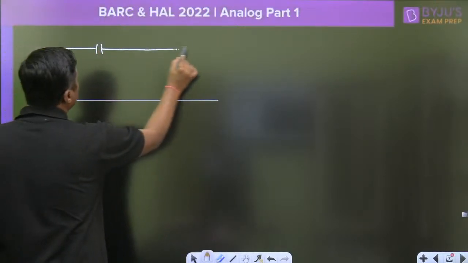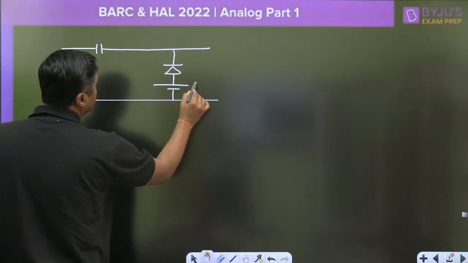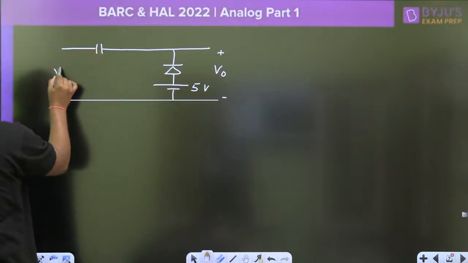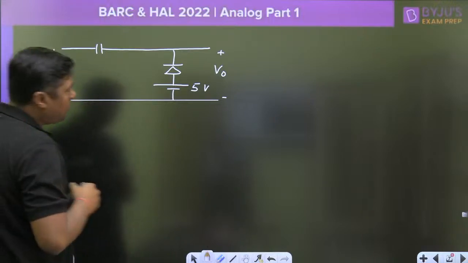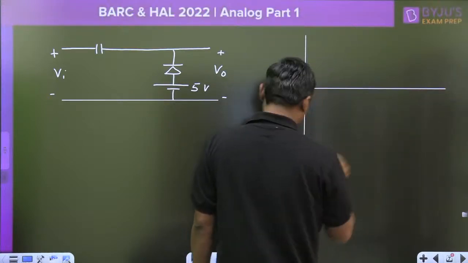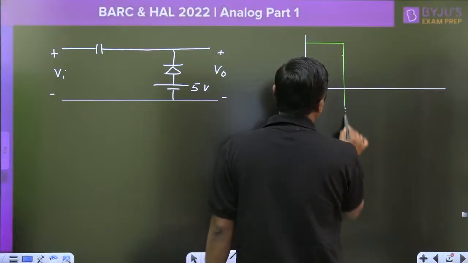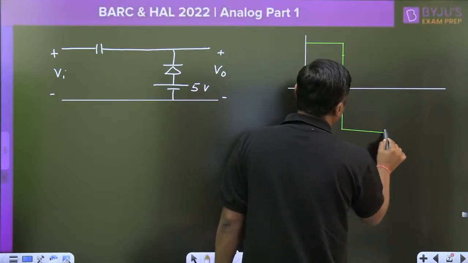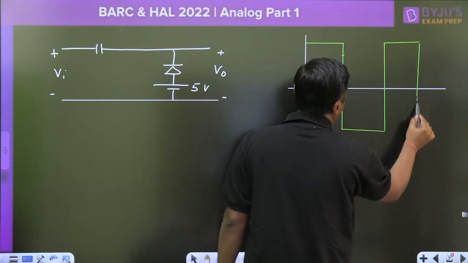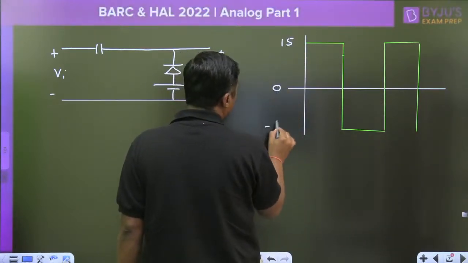If I am using this capacitor, is it a positive or negative clamper, and the output is clamped at, let's say, 5 volt. This is the V0. This is the Vi. Tell me what is the name of this clamper, everyone? What is the name? If we are having the input like this, and this is 15 volt and this is 0 volt, like this is minus 15 volt.